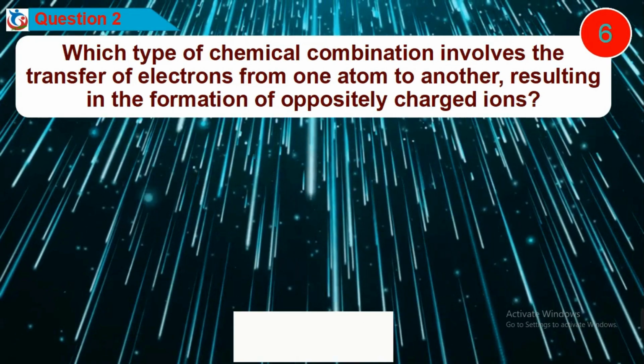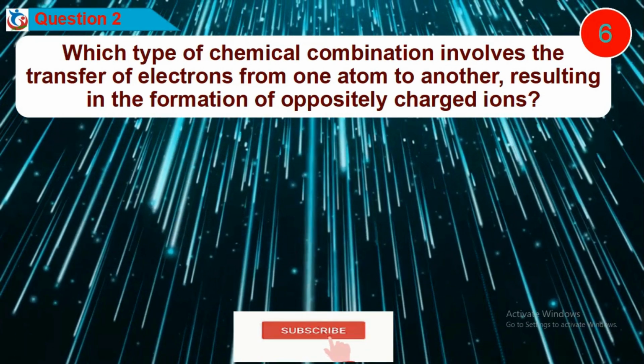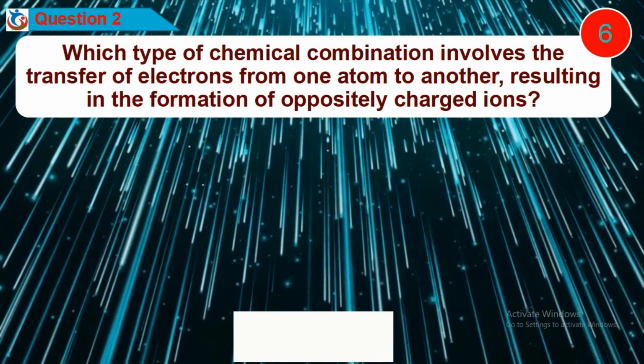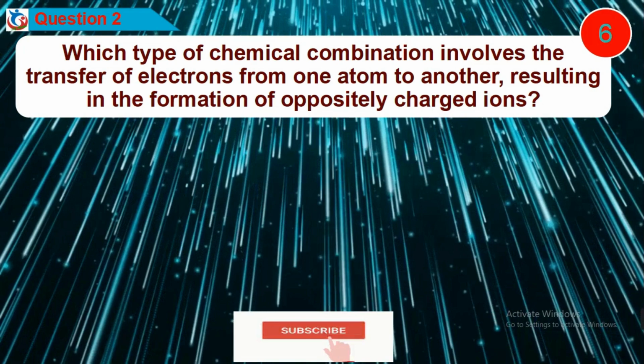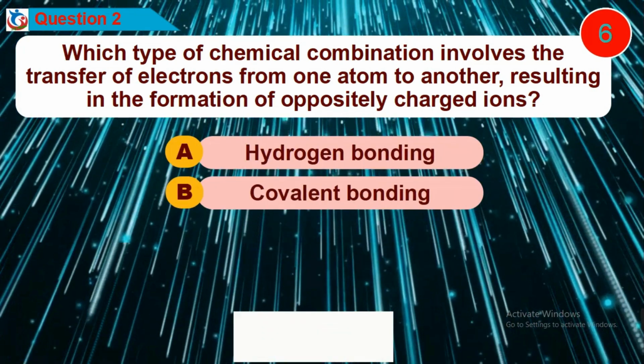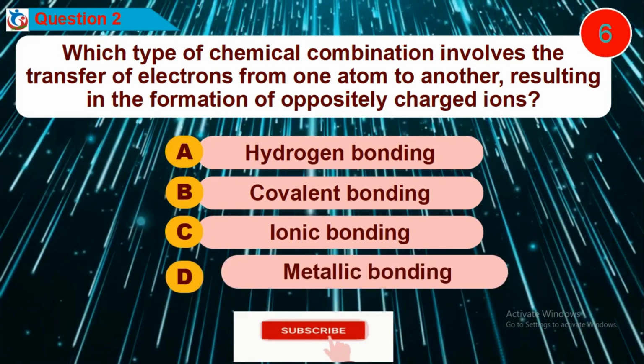Question 2. Which type of chemical combination involves the transfer of electrons from one atom to another, resulting in the formation of oppositely charged ions? Is it option A, B, C, or D?